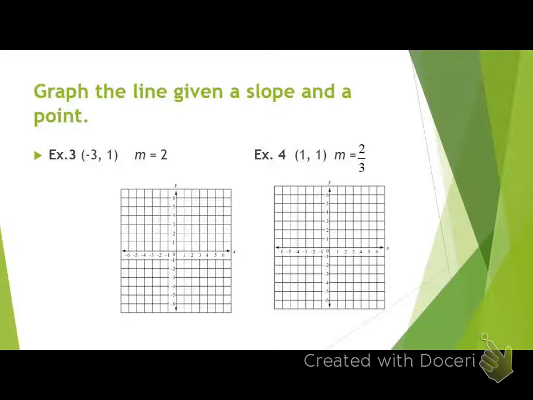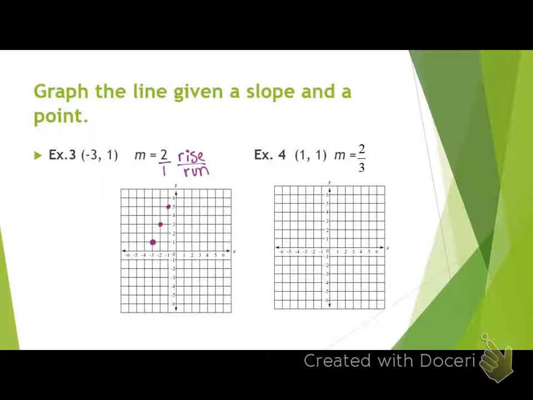How do I get to that point? Go to the left 3 and then up 1. That's our starting point. Our slope is 2, or 2 over 1, so that's rise over run. From our starting point, we rise positive 2, so we go up 2. We run a positive 1, which is over to the right. So up 2, right 1. Up 2, right 1. You can do it a few times.